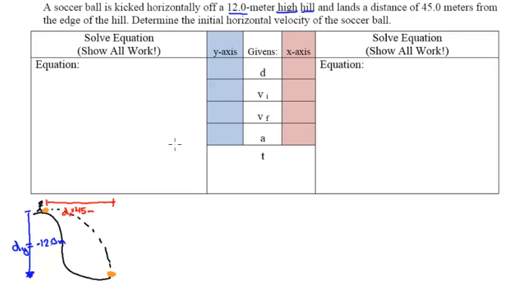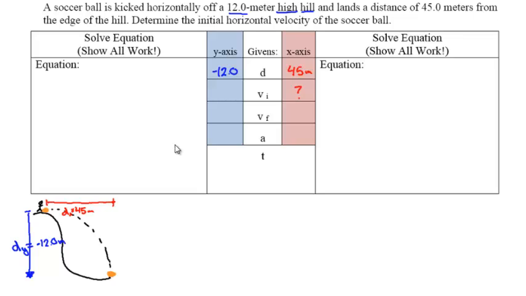So I'm going to apply what I know in the y-axis. The distance is negative 12.0 meters. And I'm going to apply what I know in the x-axis is 45 meters. Okay, eventually I'm going to want to know what the initial horizontal velocity of the ball is, but I don't think that I have enough information. But I've given you information in the y.